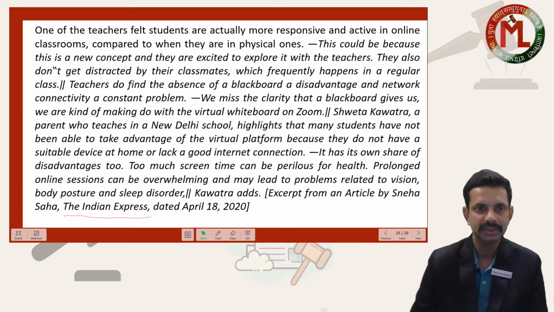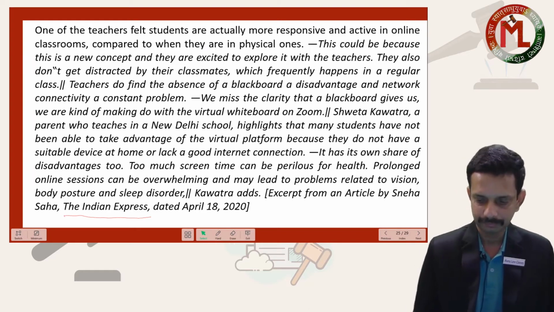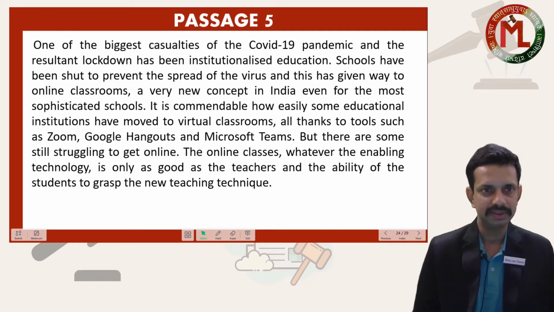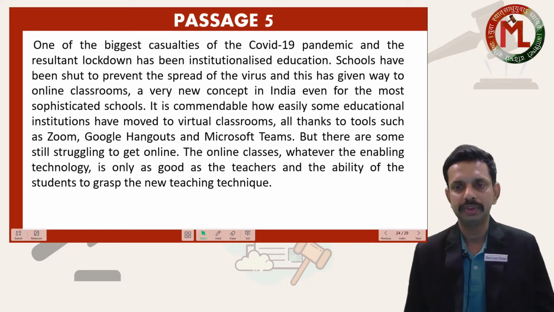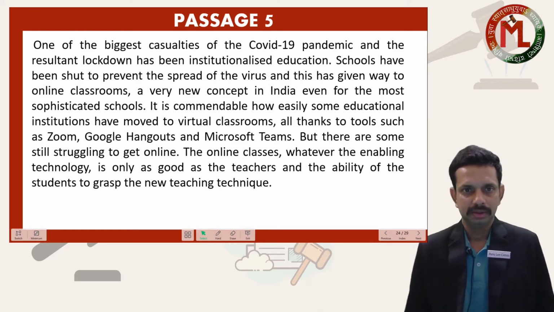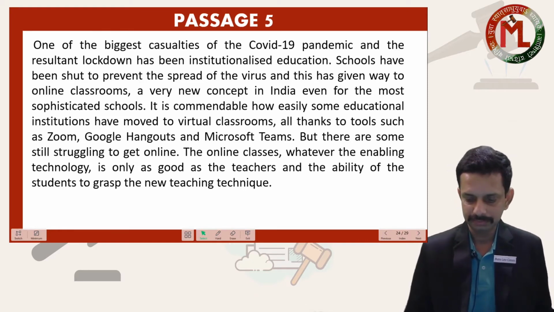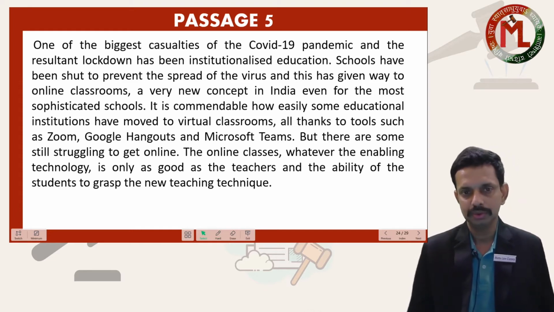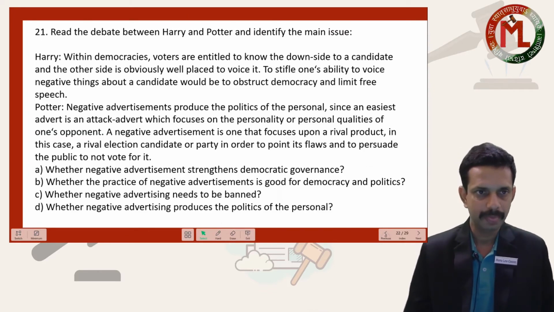And now just take a look at the type of the passages. The last passage is about the impact of COVID-19 on education, right? So it is talking about a social issue. So for the social issue, the passage is taken from the Indian Express.